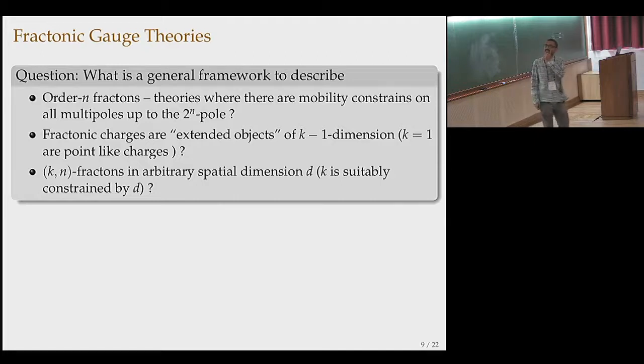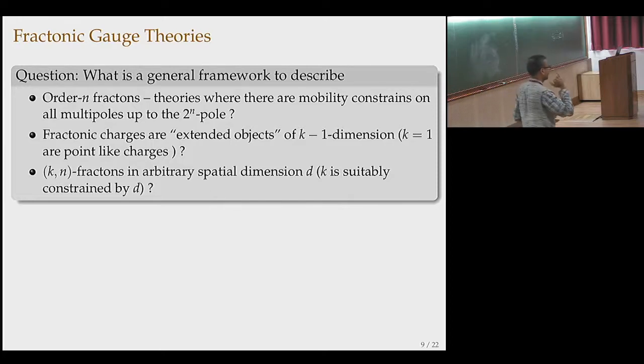Okay, so this leads to some interesting questions one can ask. What is the general framework to describe order n fractons? Okay, so I have to define what that means. Order n fractons means you not only have mobility constraints on charges, dipoles, and so on, you have mobility constraints on all multipoles up to order n.